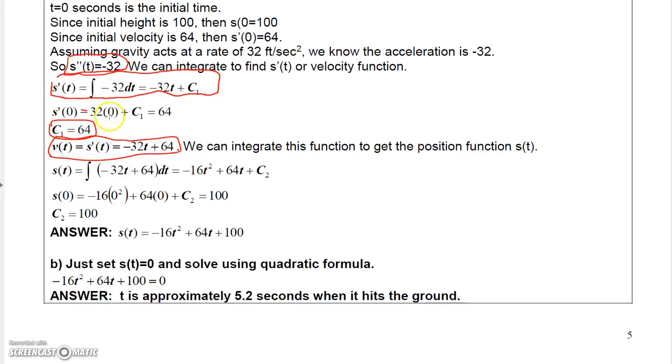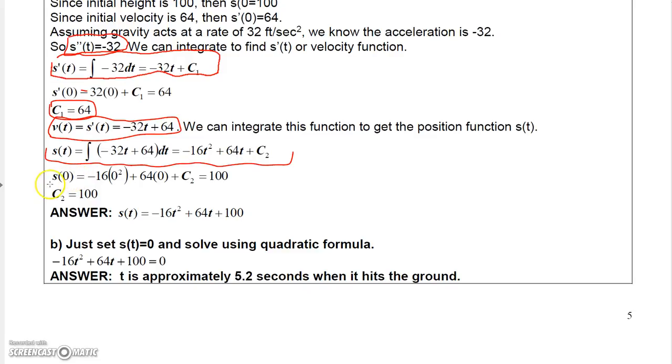And now to get the position function, I can integrate this to get s of t. And when you integrate this, you're going to get -16t squared plus 64t plus another constant. But now we know that the position at 0 is equal to 100. So just plug 0 in here, and you'll get c2 is equal to 100. So now you can actually get the second constant, which is 100. Okay, and then from there you can answer the question.